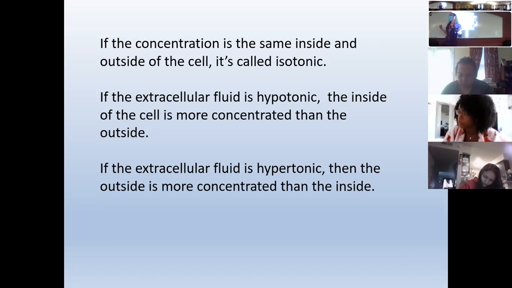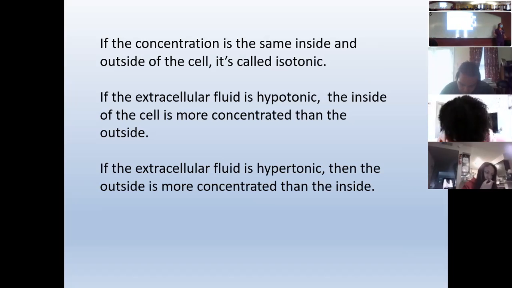All these words are referring to is what's the difference? Do I have an area inside the cell that is more concentrated than the outside of the cell? Do I have the area on the inside that is less concentrated than the outside? Are they equal? Iso means equal. So if I have an isotonic, it means both areas are equal. Nothing is being promoted to move.